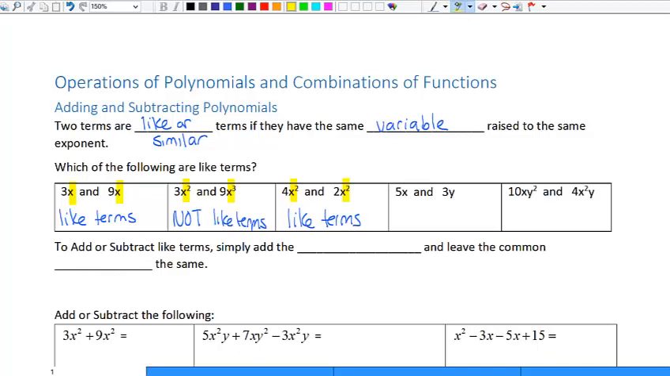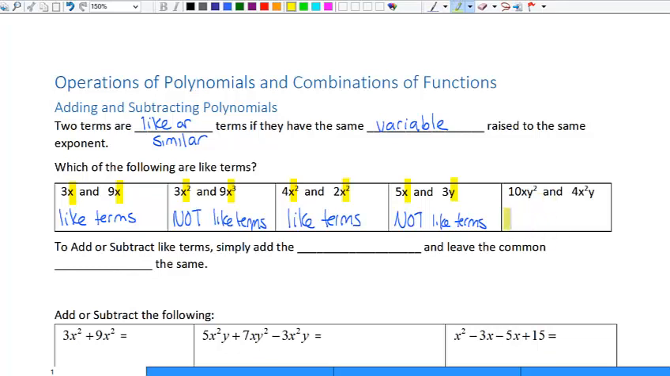On our next two, we have 5x and 3y. For 5x, the variable part is x. For 3y, the variable part is y. Notice that these are not the same, so these are not like terms because one's an x and one's a y.